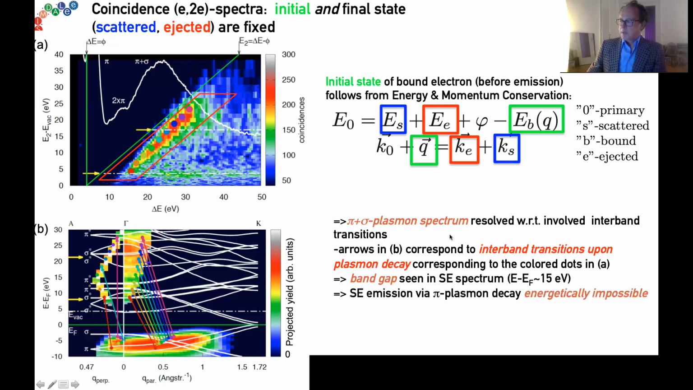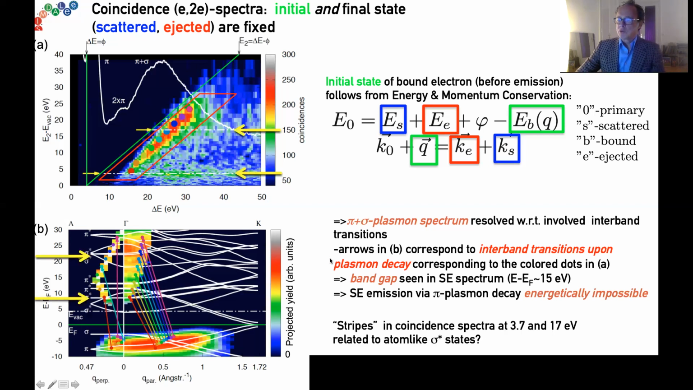We see this band gap, and we can also understand now why we do not see coincidences after decay of the pi plasmon, because simply it is energetically not possible. The pi plasmon has an energy loss of 6 eV, and you can see that the initial states leading to secondaries are coming either from the sigma band or from the pi band, and they're just too far away from the vacuum level in order to give rise to coincidences.